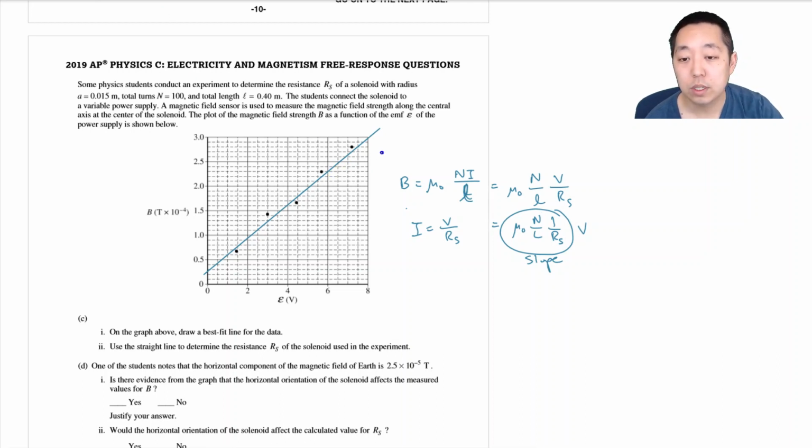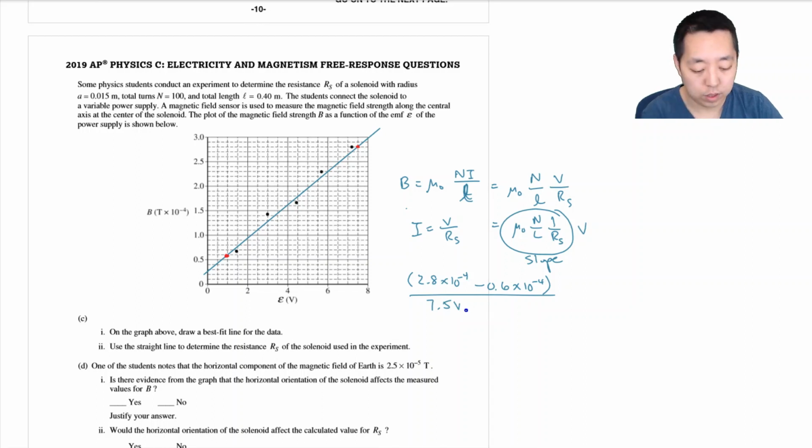So let's pick some points. I like this point here. I love it when they plot the data for you. I hate figuring out the actual grid and doing all that. I just find it really tedious. Okay, important but tedious. So this is 7.5. So this point in the y direction is 2.8 times 10 to the minus 4, minus this y value, we'll call that 0.6 times 10 to the minus 4, divided by the x value here, which we said was 7.5 volts, minus 1 volt. I'm not writing units.